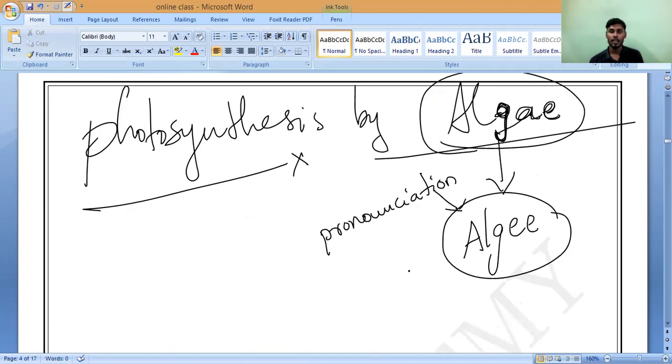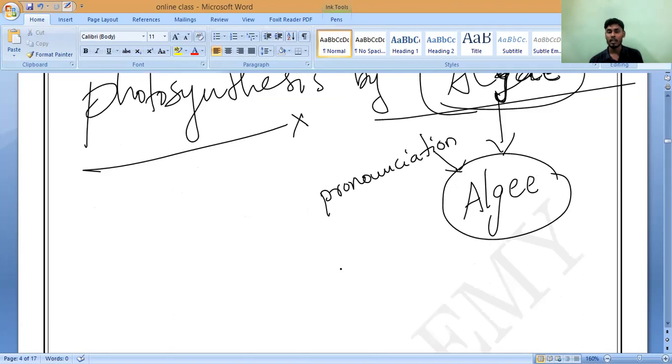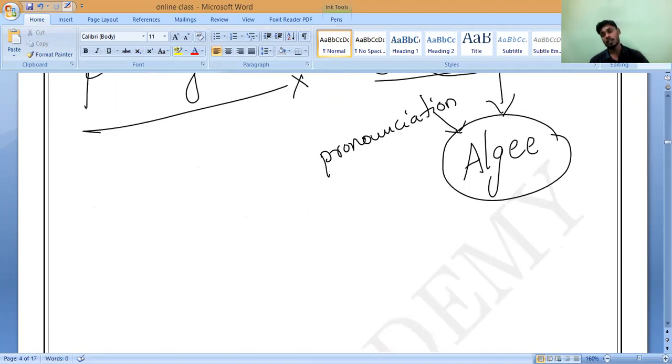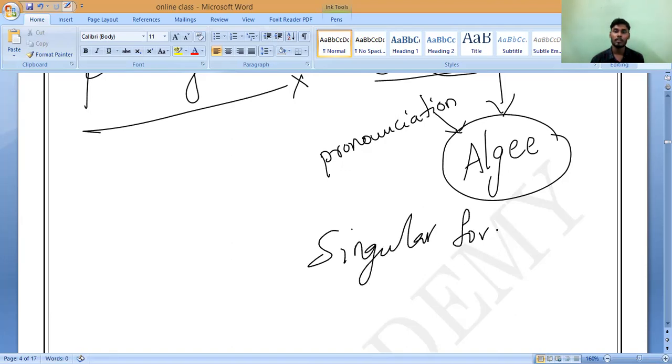Photosynthesis by algae. Algae is actually a plural form. What is the singular form of algae? The singular form is alga. Understand? We can say alga. Please note it down.